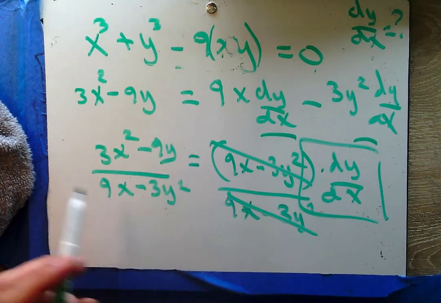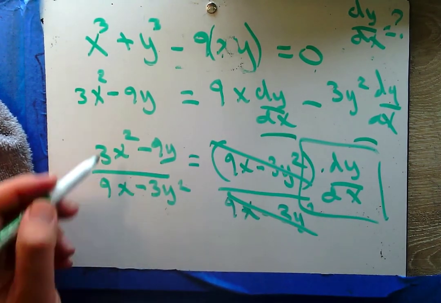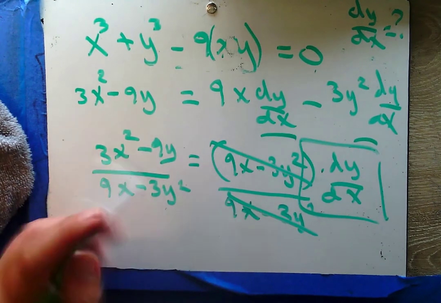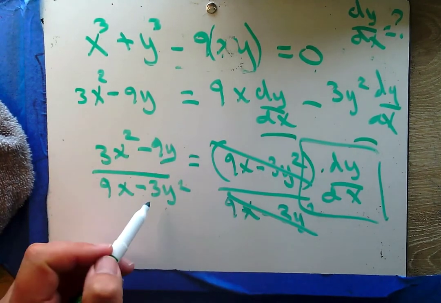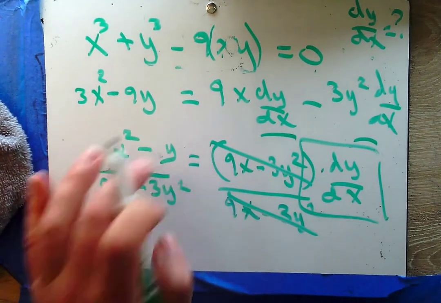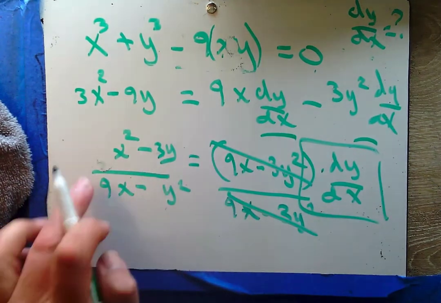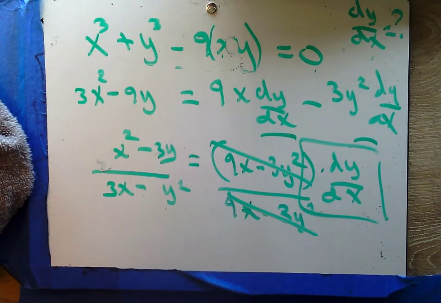Now, if you want to simplify this, you can simplify it. Please don't cancel those x's or those y's. That won't work. But you could take a 3 out of everything. And so it would look like this.